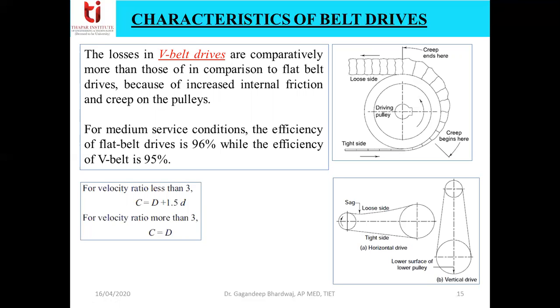And second one is horizontal drive and vertical drive. The flat belt drive can be horizontal or vertical. As it is shown, this is horizontal drive and this is your vertical drive. This drive is called horizontal if the centers of the driving and driven pulley are in a horizontal line. So this center is in a horizontal line. If the centers are in a vertical line, this is known as the vertical drive.